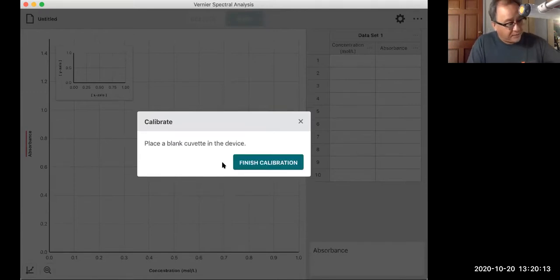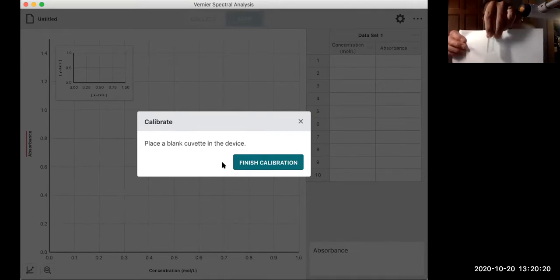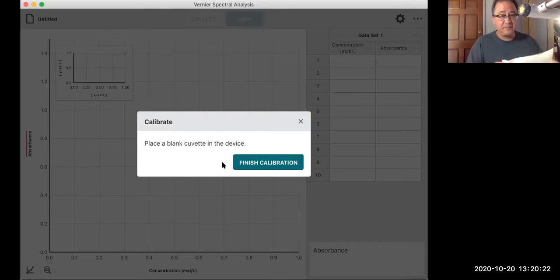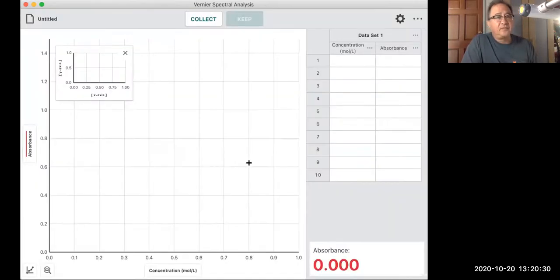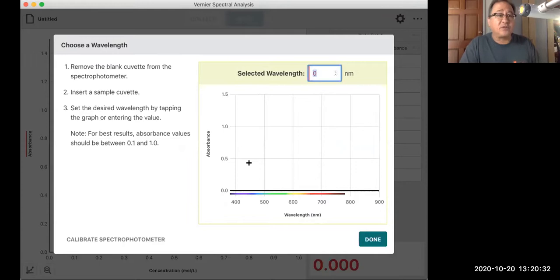Okay, so I have to put the blank in. So here's the blank. No color. Finish the calibration. So the blank is setting for 0 absorbance right now. Okay, so now I'm going to remove the blank. The blank is gone.